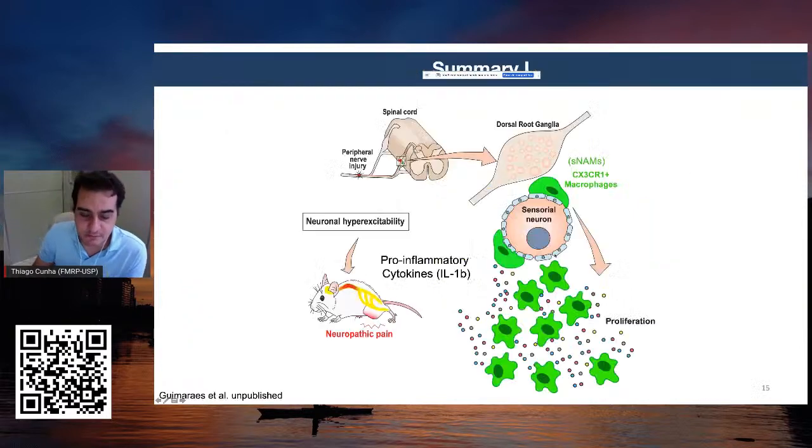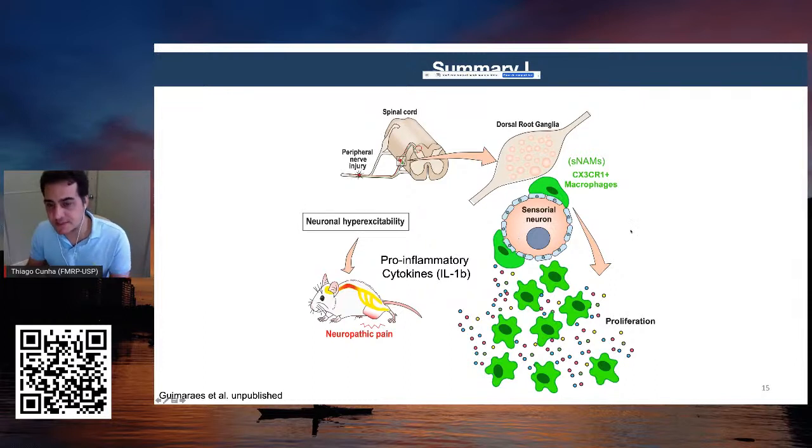So in the first part of my talk, we were able to show that after peripheral nerve injury, there is activation and proliferation of resident macrophages in the DRG, and these macrophages start to produce pro-inflammatory cytokines, especially IL-1 beta, and this IL-1 beta is important to maintain and to induce, to promote neuronal hypersensitivity that is very important for the induction of neuropathic pain.